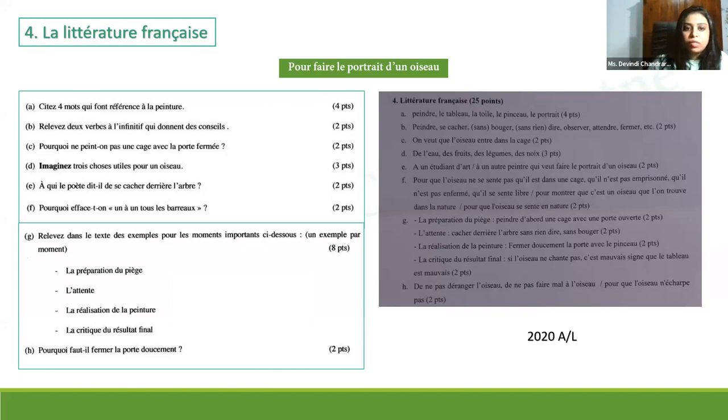Will they give good marks for the expressions that we use in the essay? Of course, that shows your colors, that shows your language capacity. So of course, if you are using good expressions in your essays and everything, you will be given marks.